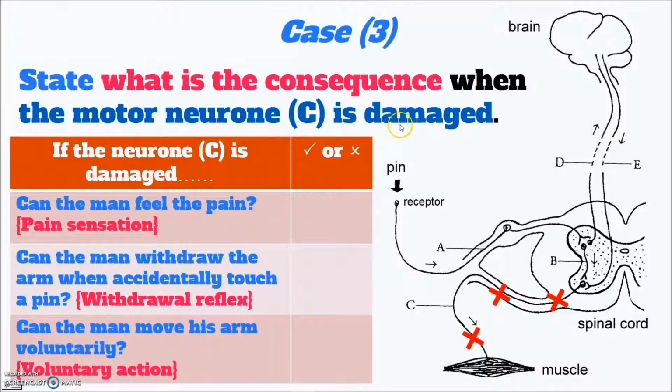So for case 3, motor neuron C is damaged. So we can see that neuron C is damaged.